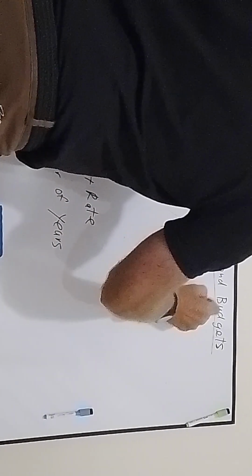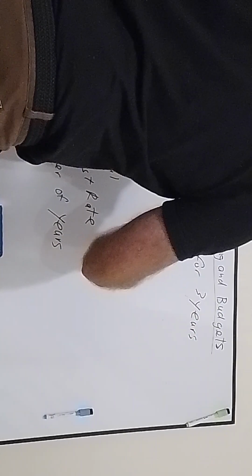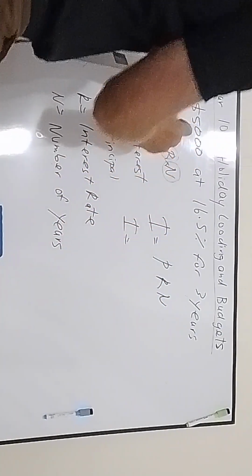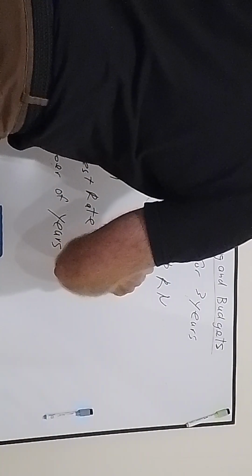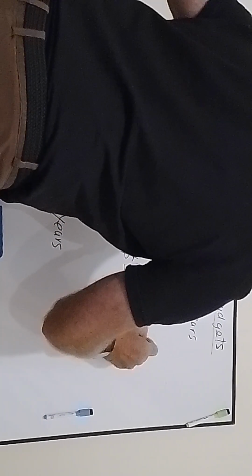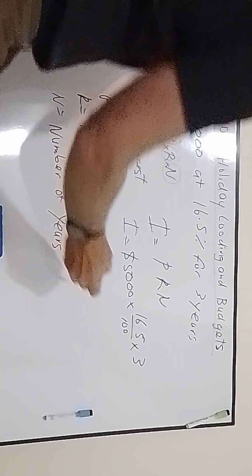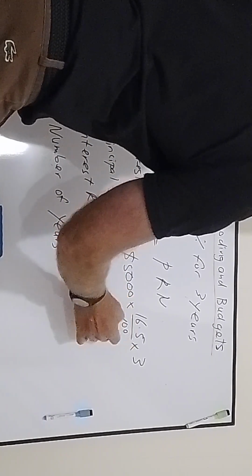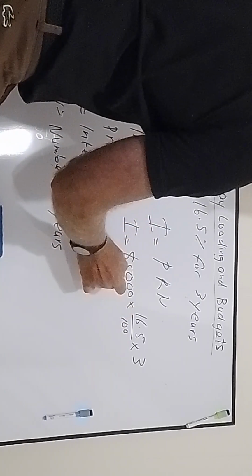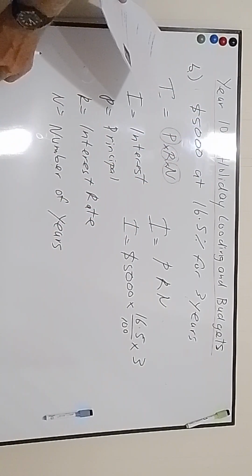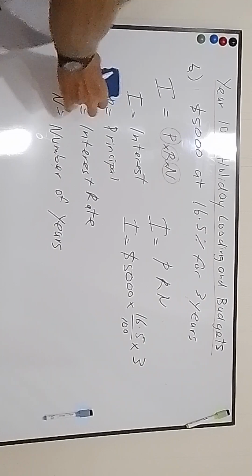for 3 years. So I, which equals PRN, will be, P is the principal, that's what you start with, $5,000, times by the interest rate, 16.5, so let's just say 16.5 over 100, times by 3. Now what I would do is work this amount out first, multiply it by 5,000, and then multiply that number that you get by 3. Alright, so have a go at that and see how you go. And then we go on to question 5. That was question 4.